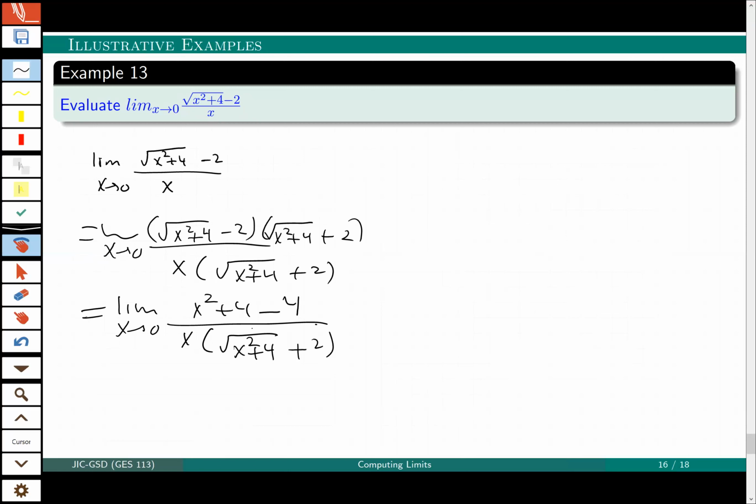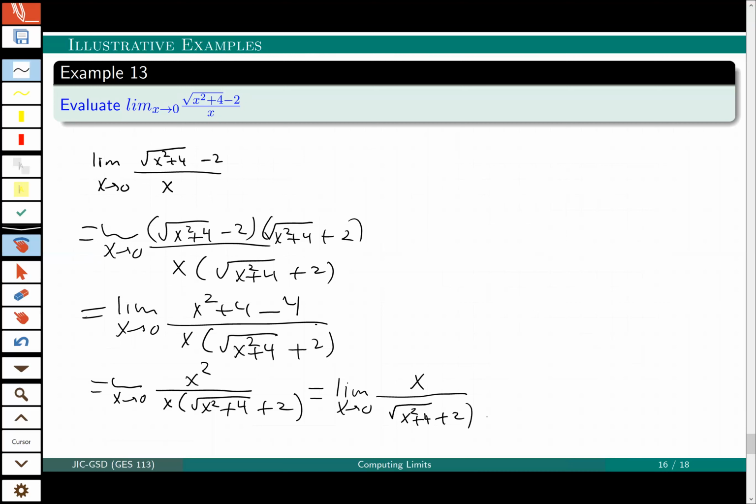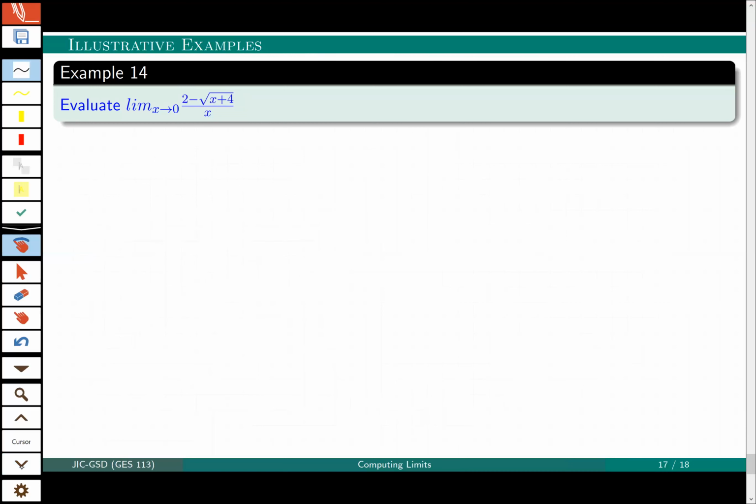So 4 minus 4 is 0, so you will get x squared over x times the square root of x squared plus 4 plus 2. Now, that will be equal to the limit when x goes to 0 of x over the square root of x squared plus 4 plus 2, which means it's 0 over 4, which is 0.